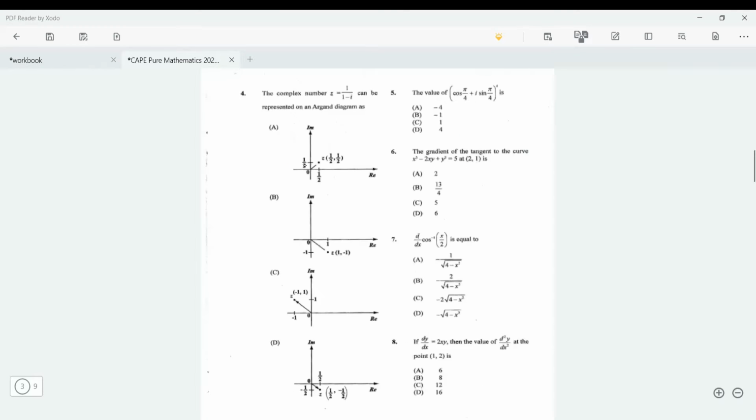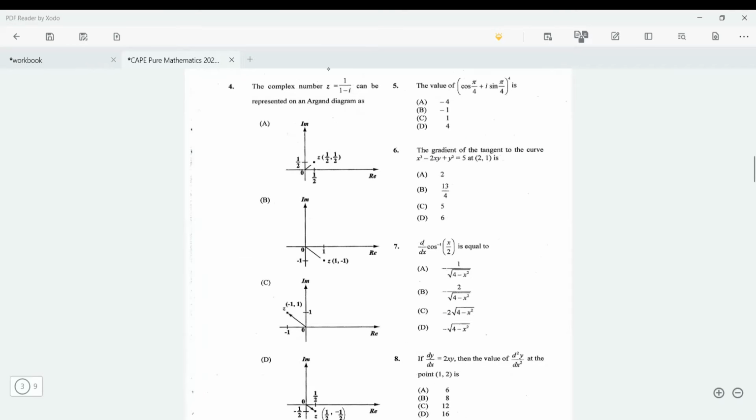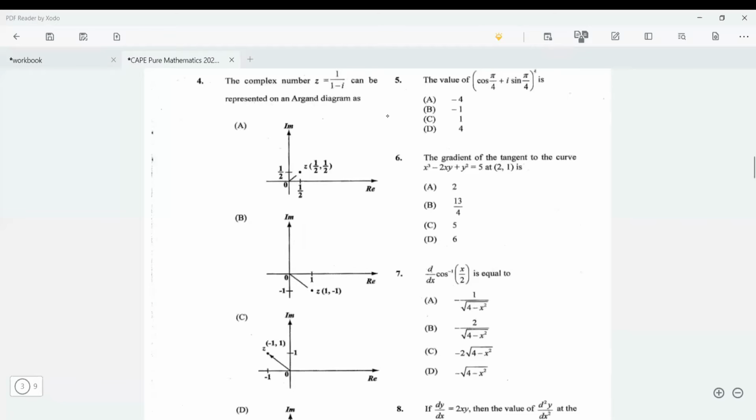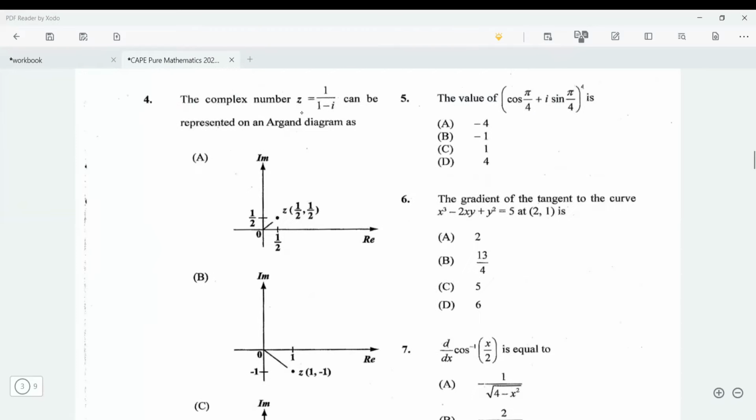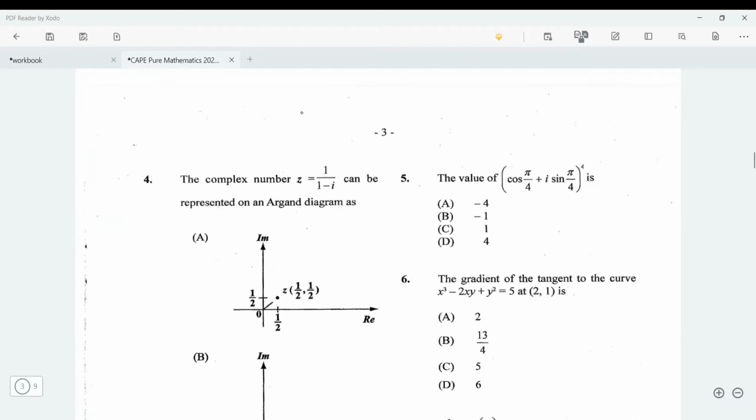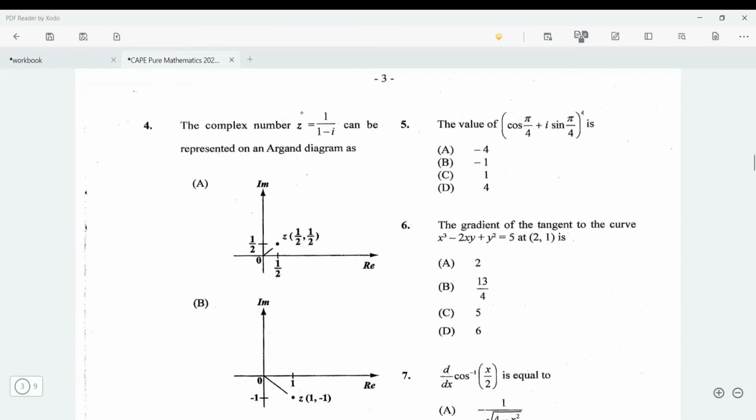Number 4 says the complex number z equal to 1 over 1 minus i can be represented on the Argand diagram as. So this complex number z is equal to 1 over 1 minus i. What we can do is put it back in its standard form by rationalizing. So multiply 1 over 1 minus i by the conjugate, which is 1 plus i over 1 plus i.